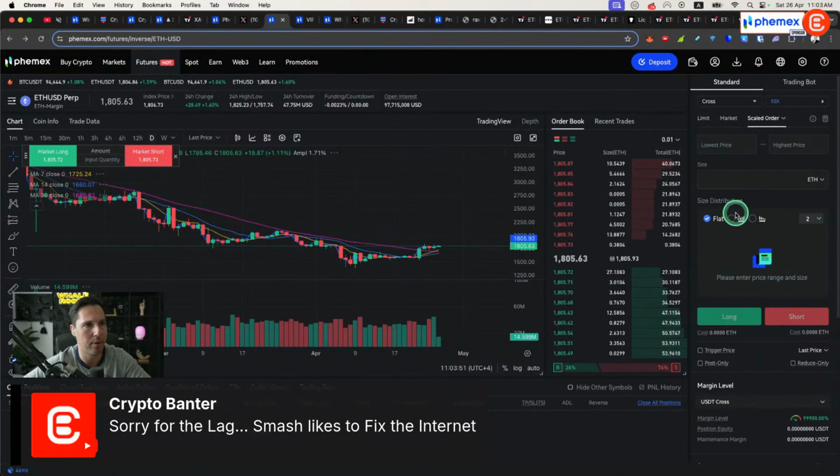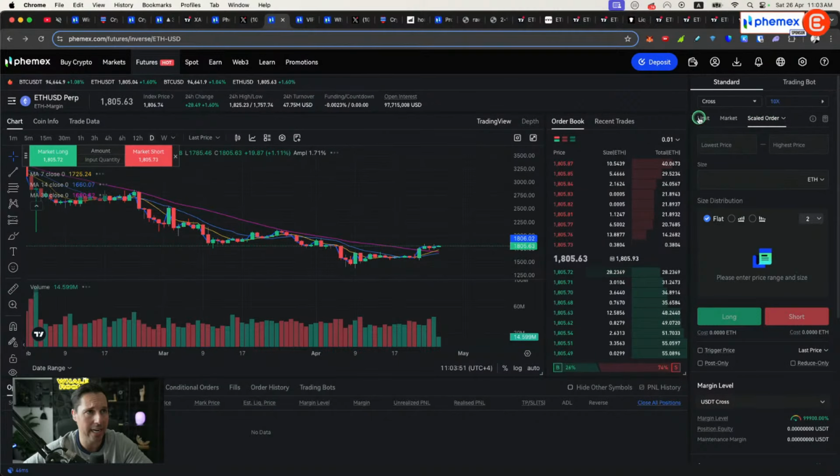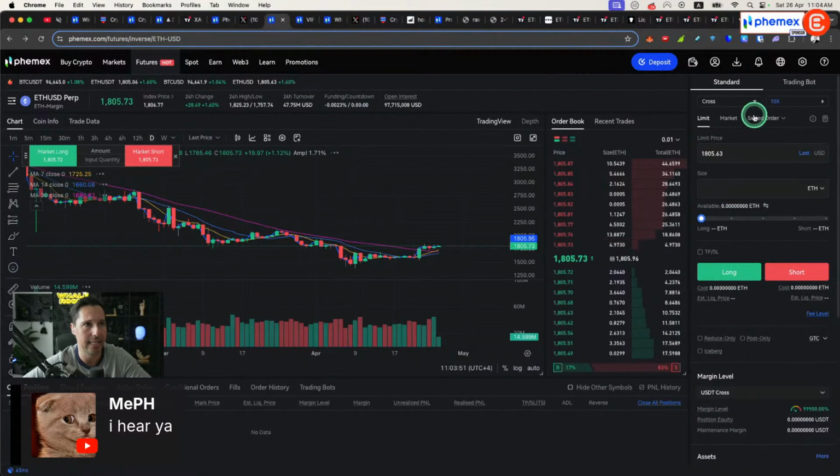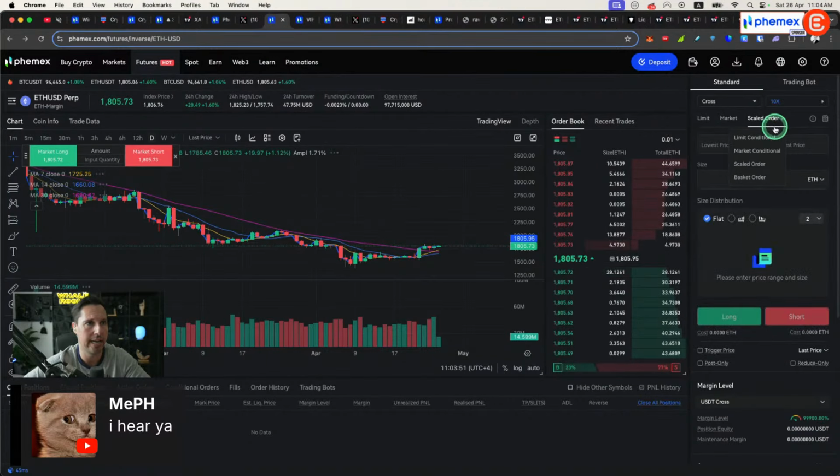Okay, ETH USD perpetuals. Usually you'll see a limit order, and then you can take the trade like that. In this instance, I'm going to go with scaled orders. So clicking on scaled orders, I'm going to go with a scaled order.